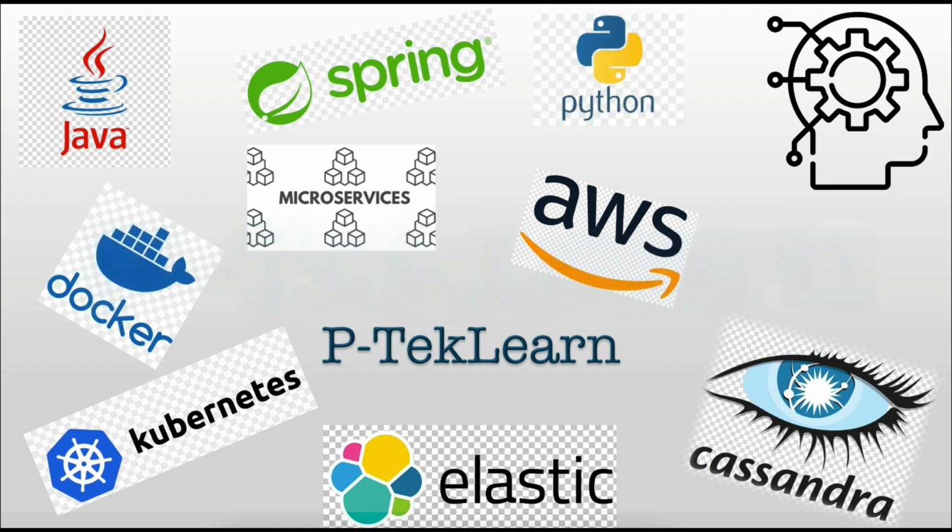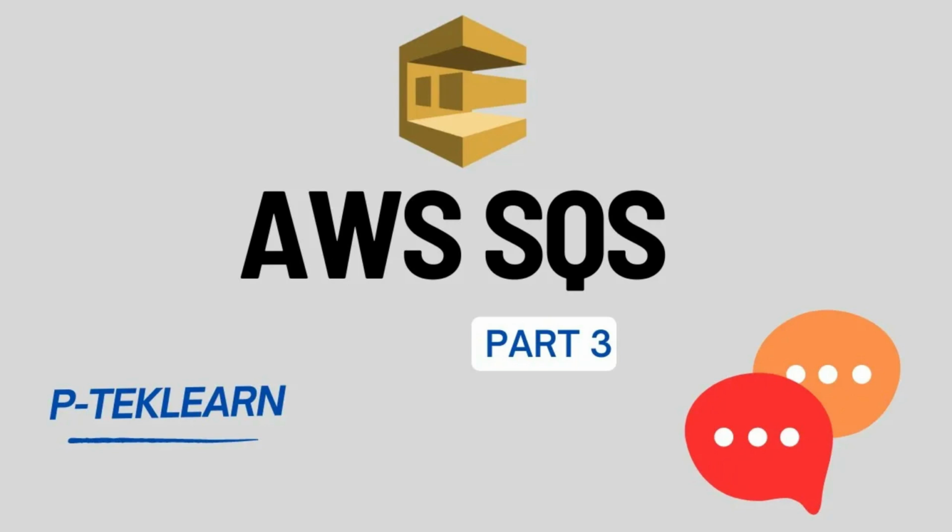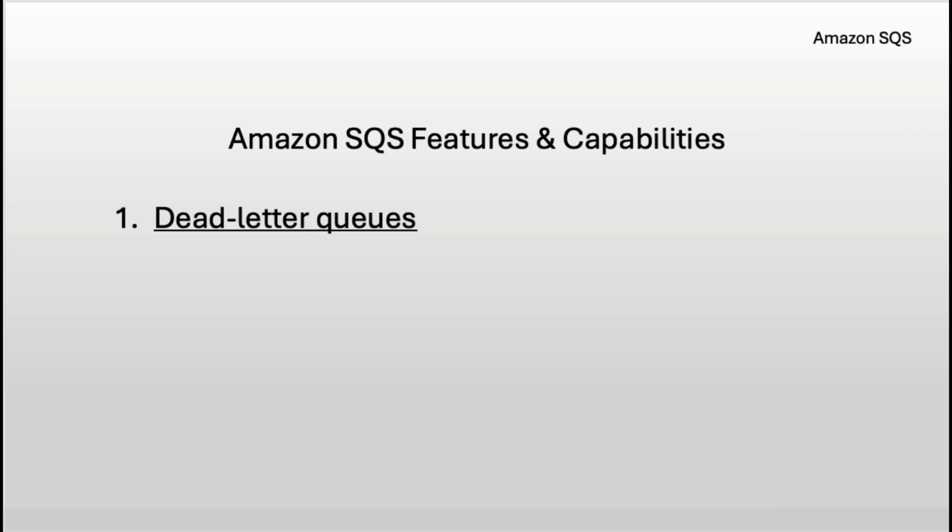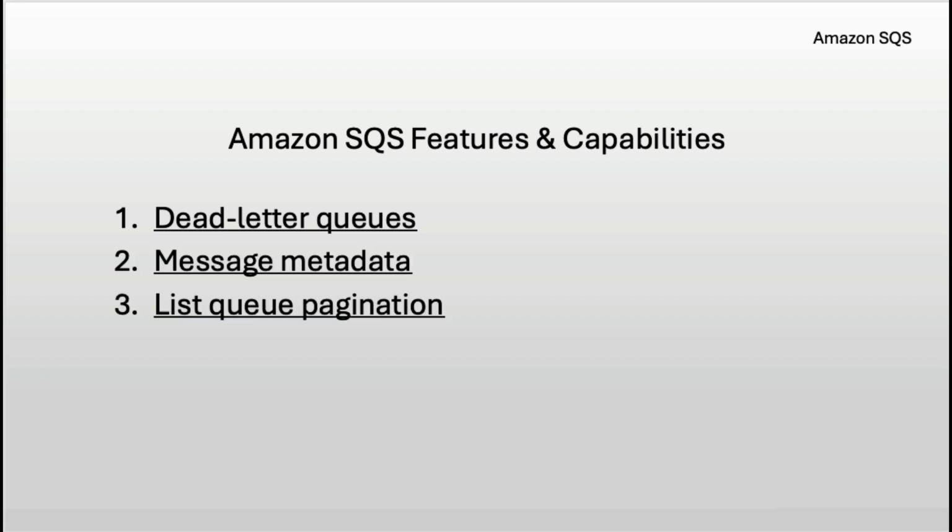In the previous tutorial of this series, we discussed the configuration parameters of a queue, encryption, and how to add policies to a queue. In this tutorial, we'll see what a dead letter queue is, message metadata, list queue pagination, cost allocation tags, and how to configure them.